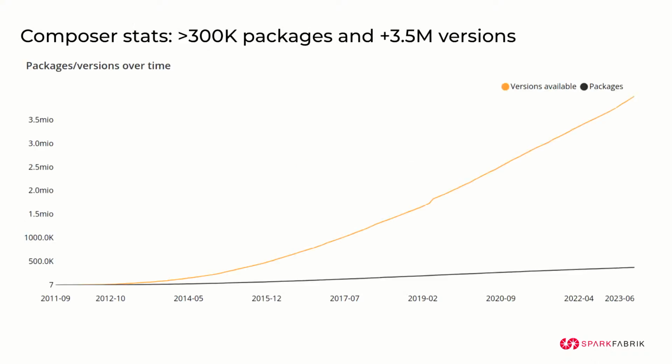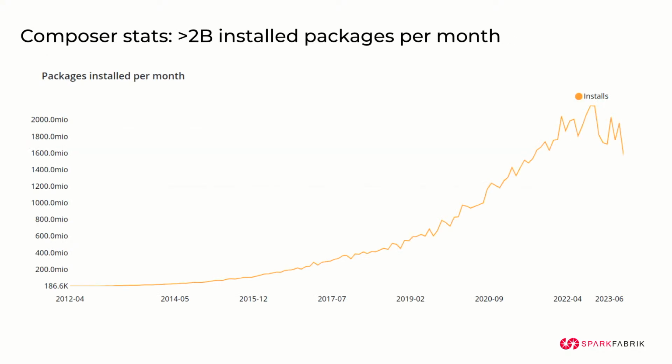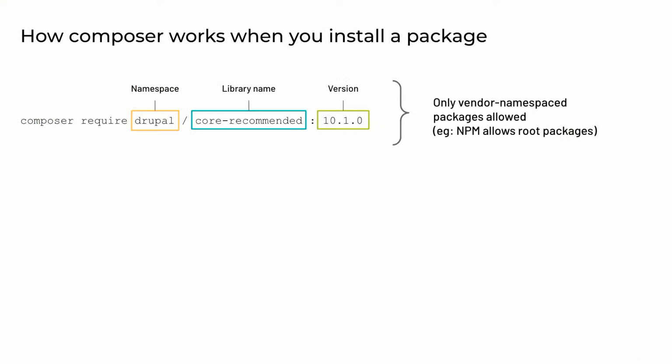So as we can see from the graphs, Composer quickly became a big success with a broad adoption very fast. Today, it hosts more than 300K packages, over 3.5 million revisions, with more than 2 billion packages installed monthly. Yeah, so big numbers. So let's move now to see how Composer works when we install a package.